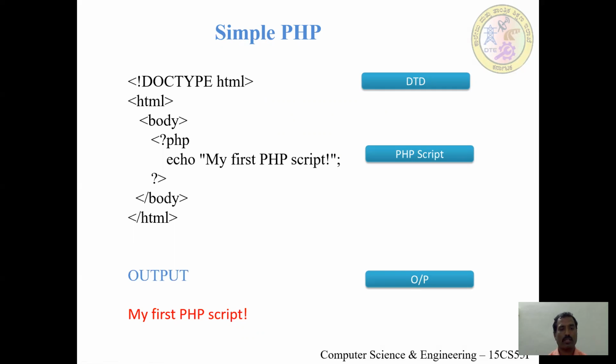Okay, so in the body tag we have written a one-line script, that is echo "my first PHP script" as a text. ಈ ಸ್ಟ್ರಿಂಗ್ ನ ನಾವು ಸ್ಕ್ರೀನ್ ಅಲ್ಲಿ ಡಿಸ್ಪ್ಲೇ ಮಾಡಲಿಕ್ಕೆ ಒಂದು ಸಣ್ಣ ಸ್ಕ್ರಿಪ್ಟ್ ನ ಬರೆದಿದ್ದೇವೆ, and the output is this one. We need to save it as filename.php.